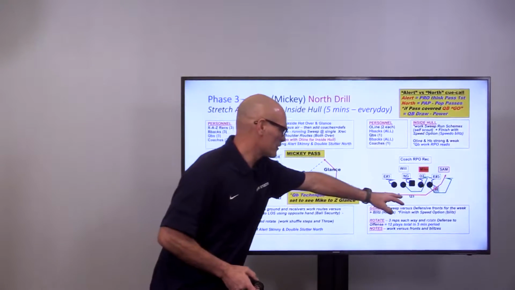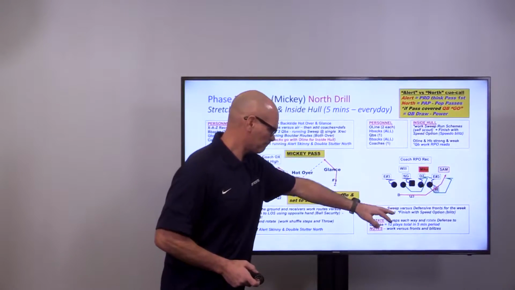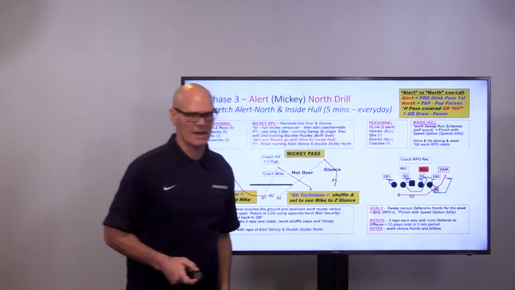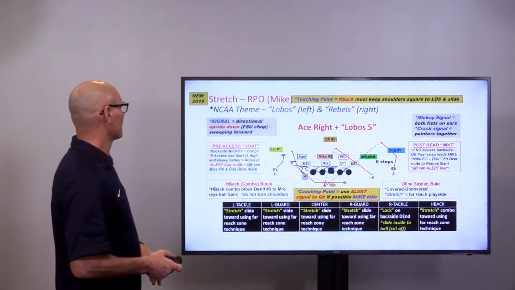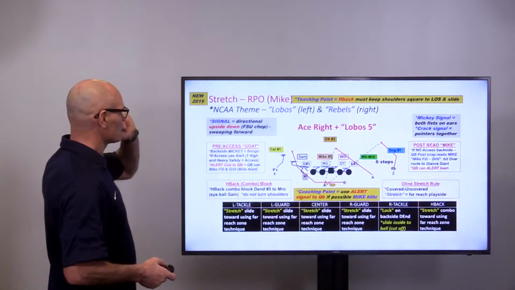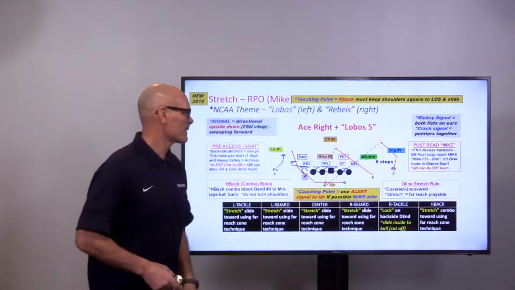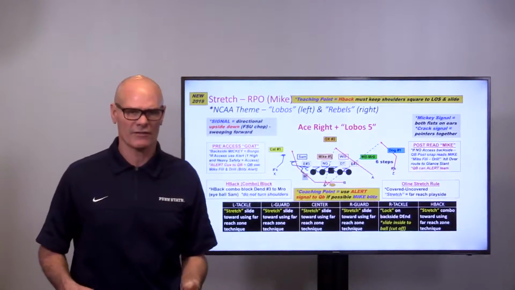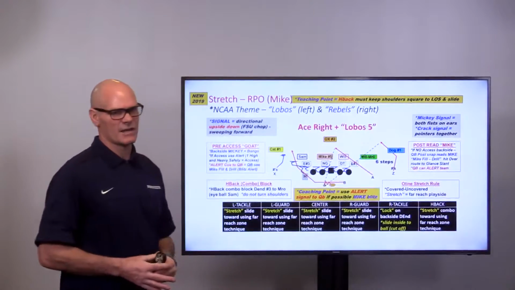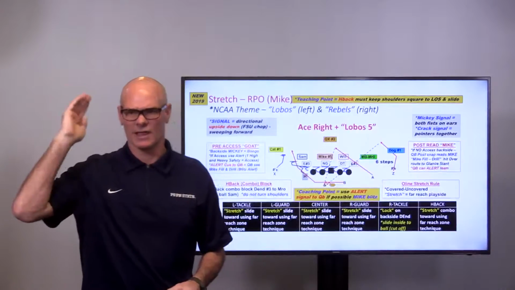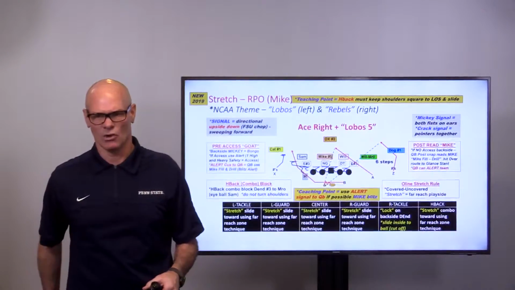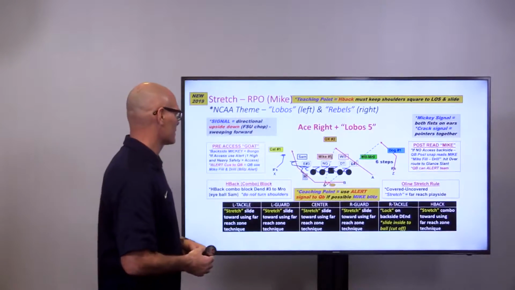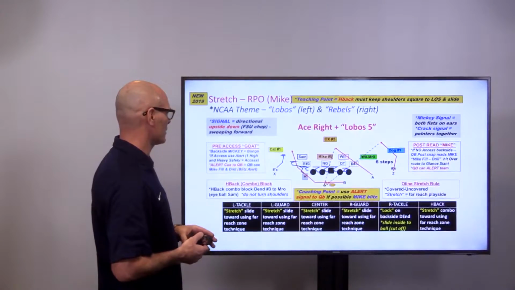Again, linemen here when we're doing the drill are working with the running back and working that outside zone in full scheme type work. All right, so here's your stretch. What we use here is NCAA theme, and we use Lobos to the left, Rebels to the right. Again, now since it's zone, this is the lightning we did for split zone. We just turn it upside down, and Lobos here now is the sign. So it's real simple to process for the players.